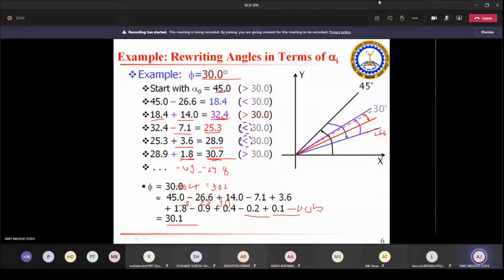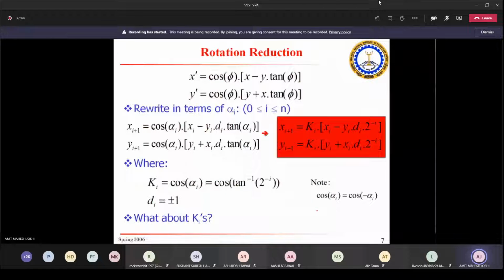So here, as it is an iterative operation, iterative process, in an iterative process there is always a trade-off between accuracy and number of iterations, that is speed versus accuracy. So that is in your hand, whatever you prefer.